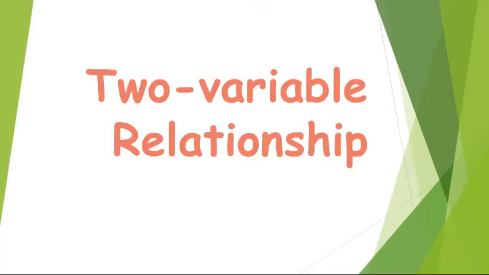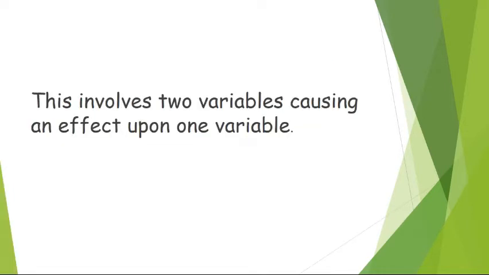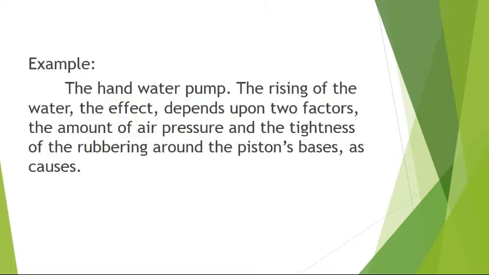The second concept of causation is the two-variable relationship. This involves two variables causing an effect upon one variable. For example, the hand water pump. The rising of the water, the effect, depends upon two factors: the amount of air pressure and the tightness of the rubber ring around the piston's base as causes.